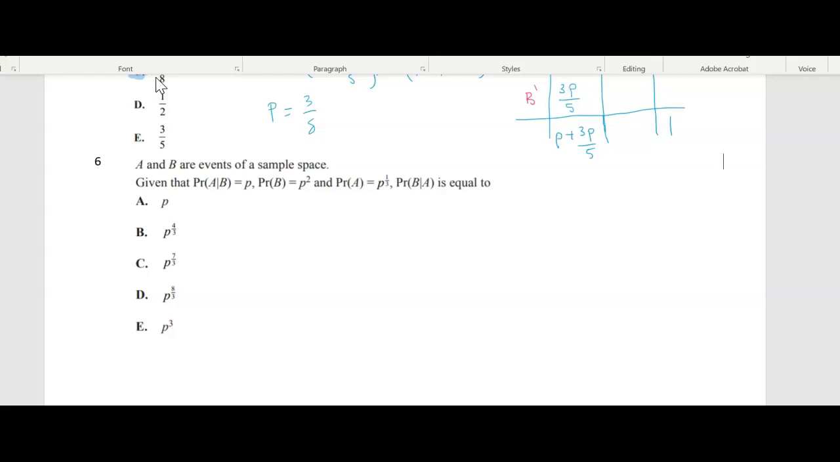So for this question, have a go at it. If you want to, you can set up a two-way table. That's how I'm going to approach it. So press pause and have a go at doing it on your own.